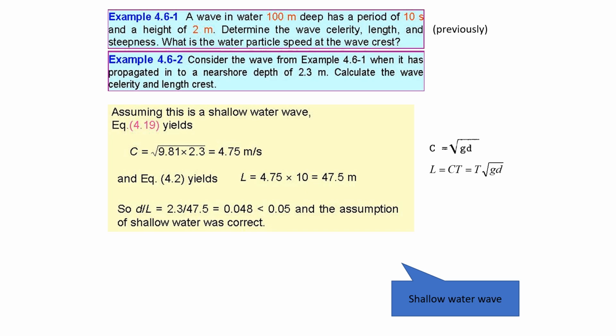Now what if the same wave propagates further to a near shore region which is only 2.3 meter deep? We want to calculate the wave celerity and the wave length again. We know that in the shallow water region, the celerity C equals square root of g d, and when we calculate that, we get 4.75 meter per second, and the wavelength is equal to 47.5 meter. We check the relative depth d over L, and indeed that is smaller than 0.05, and so the assumption of the shallow water condition is correct.